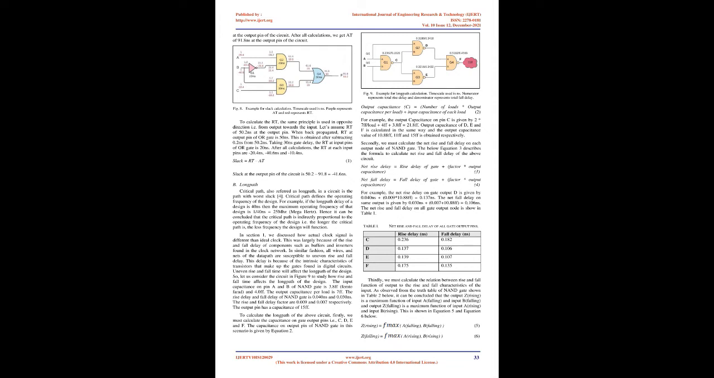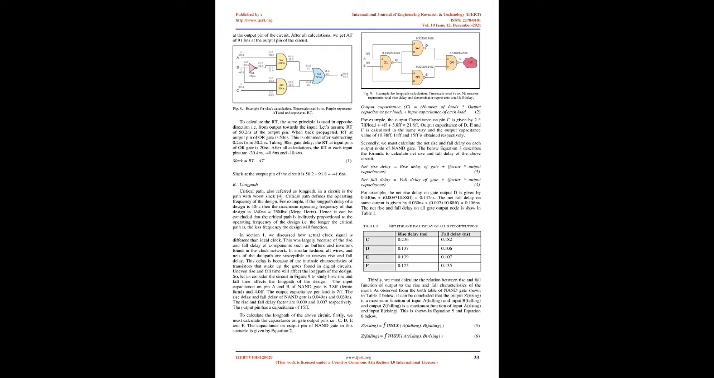Output capacitance, C, equals number of loads * output capacitance per load, plus input capacitance of each load, equation 2. For example, the output capacitance on pin C is given by 2*7 fF/load plus 4 fF plus 3.8 fF equals 21.8 fF. Output capacitance of D, E, and F is calculated in the same way, and the output capacitance values of 10.88 fF, 11 fF and 15 fF are obtained respectively.